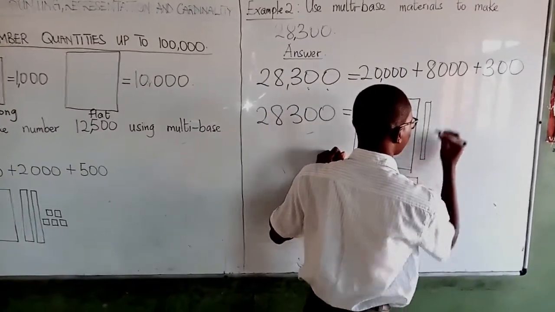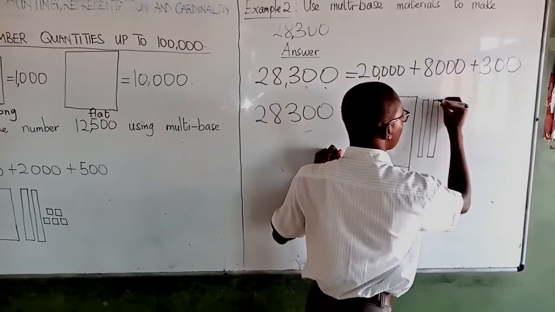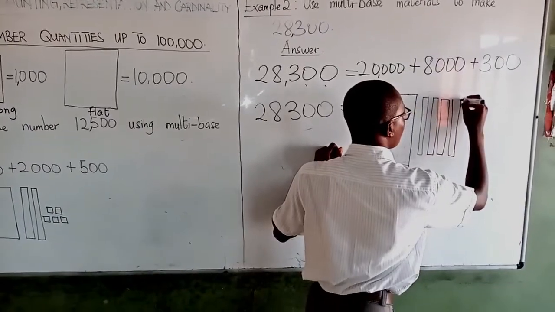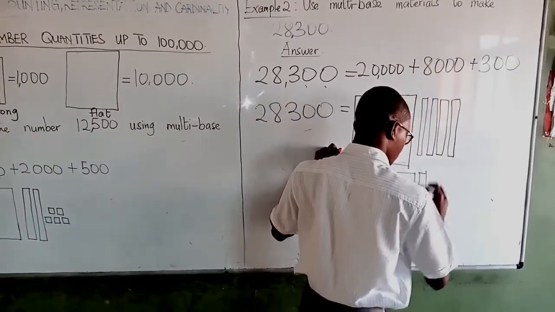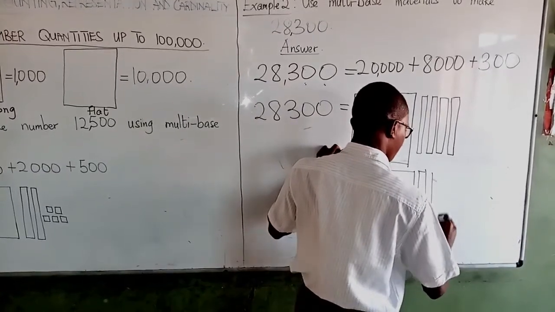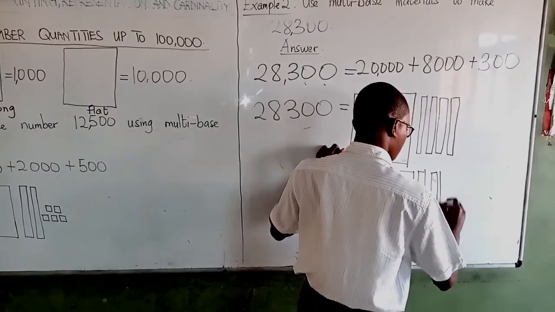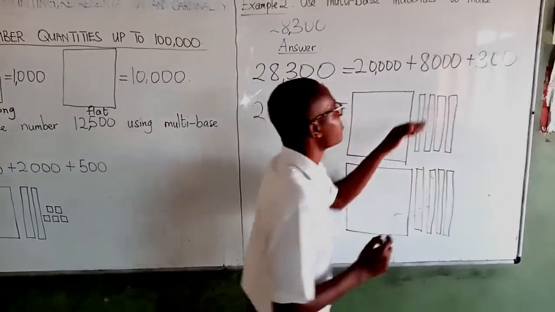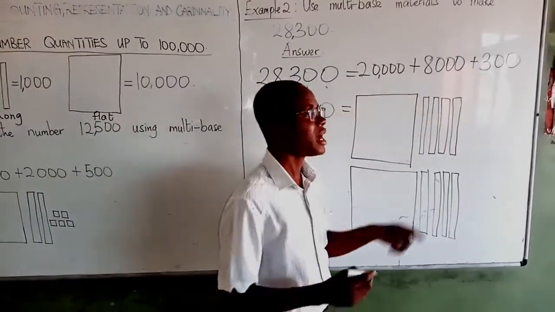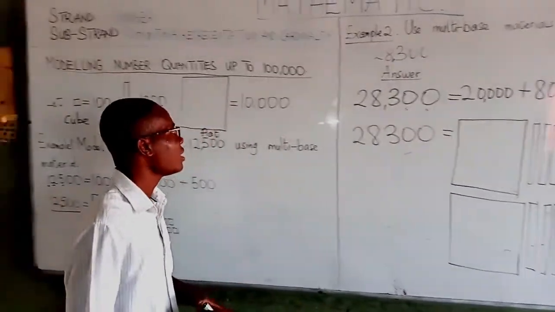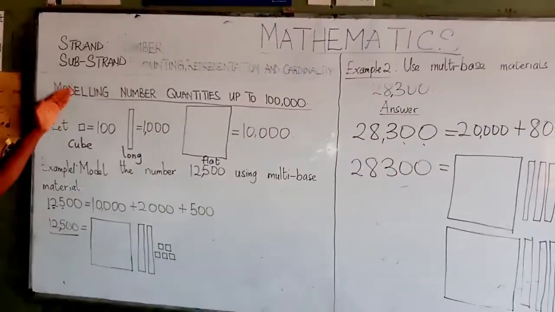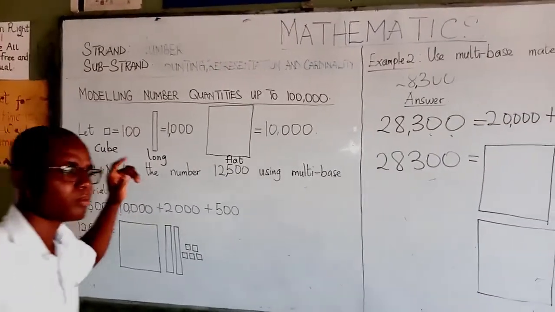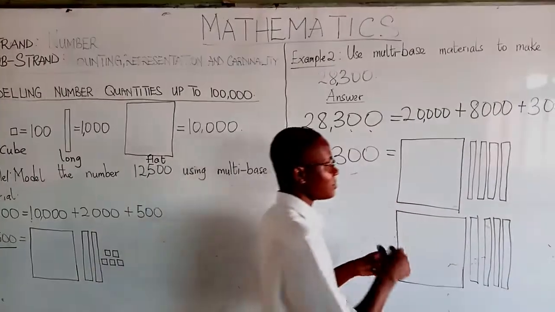1, 2, 3, 4, 5, 6, 7, 8. That covers this. And let's go on to the 300. Now over here, when you look at the multi-base material you have here, the small cube over here represents 100. So how many times do you think you're going to draw this one? 3 times. That's very good.